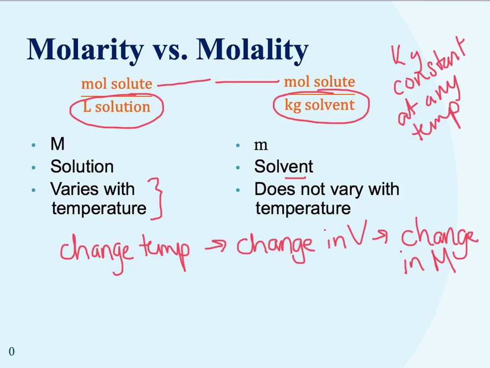So if I'm looking at something over a temperature range, which we'll do later in this chapter when we start talking about colligative properties, we typically use molality there because we are looking at temperature changes.